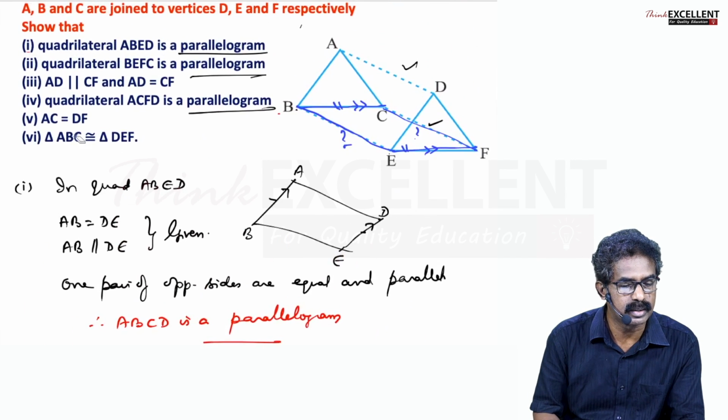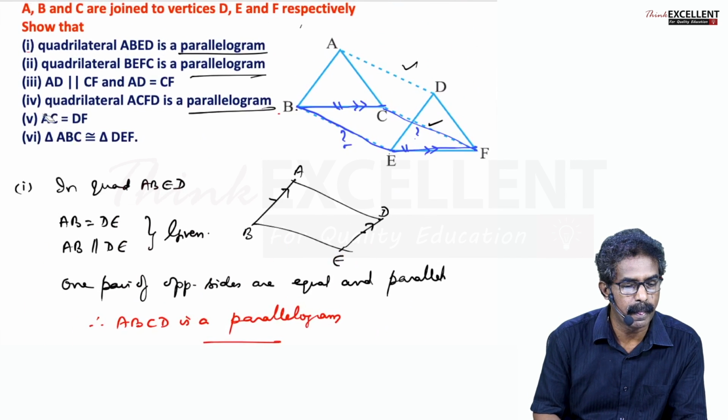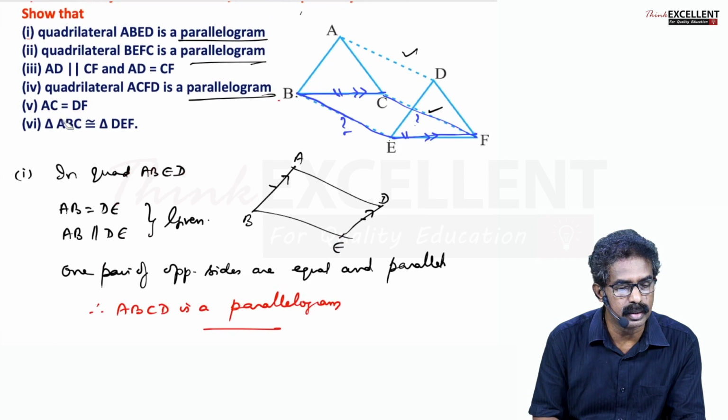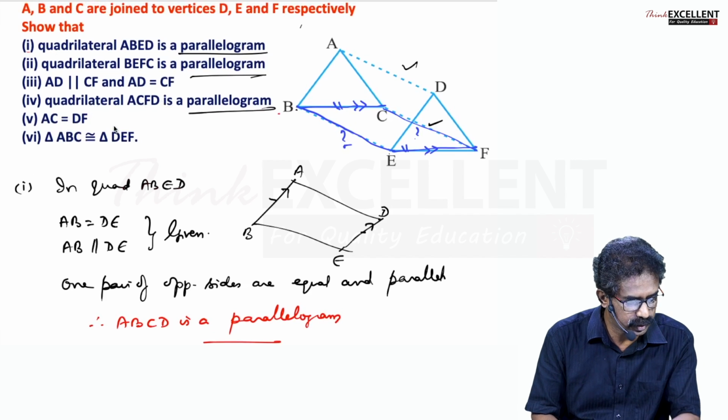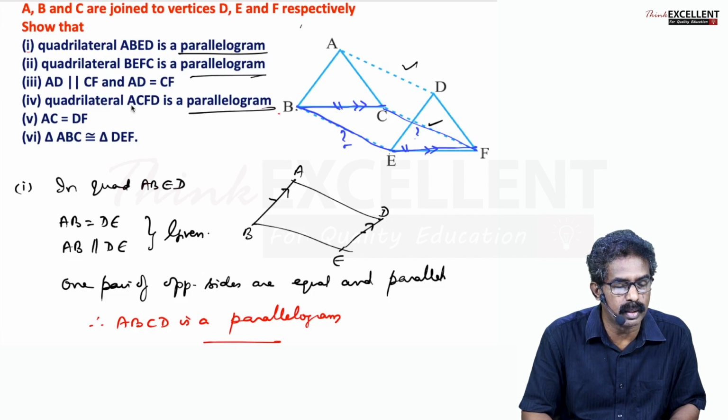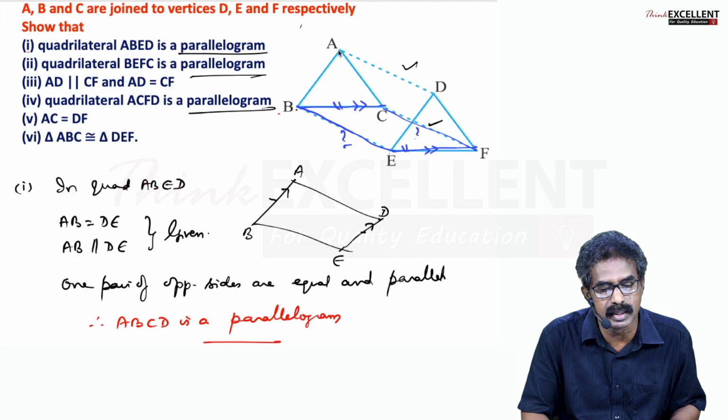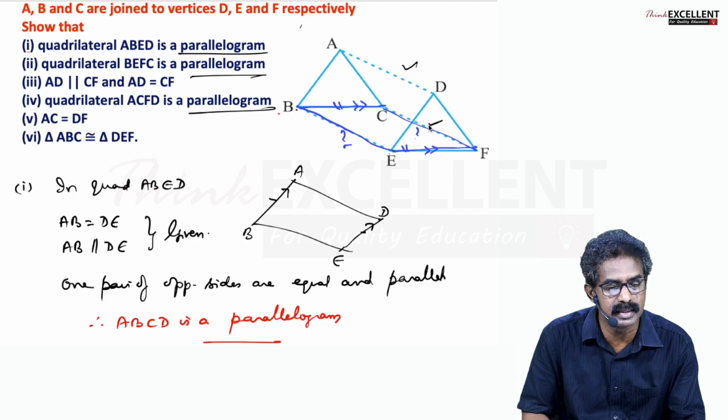Now see the last one. So this is a parallelogram, then AC equal to DF. Now one more we have to prove here. The fourth subdivision, see what they asked to prove here. Fourth one, the quadrilateral ACFD is a parallelogram. See, how can you prove this ACFD?